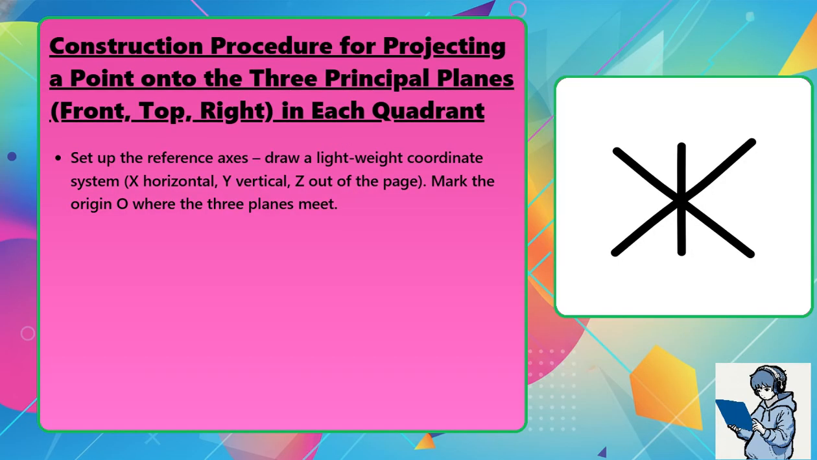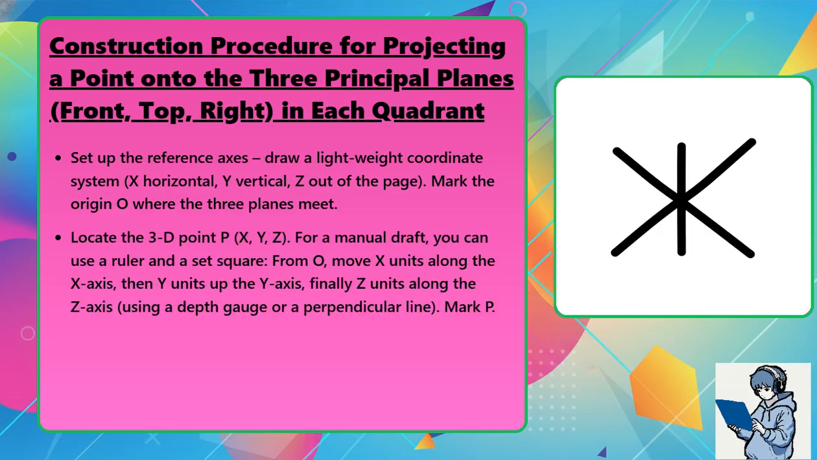Set up the reference axes. Draw a lightweight coordinate system: X horizontal, Y vertical, Z out of the page. Mark the origin O where the three planes meet. Locate the 3D point P (X, Y, Z) for a manual draft. You can use a ruler and a set square.